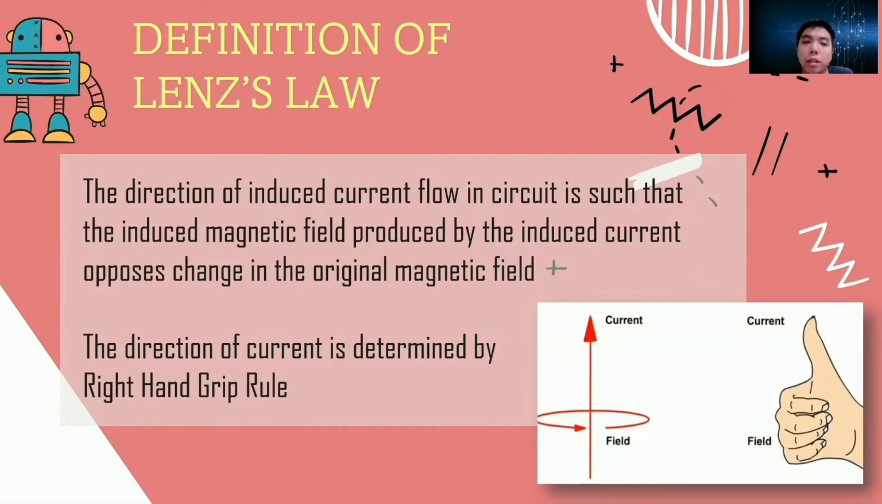Lenz's law states that the direction of the induced current flow in a circuit is such that the induced magnetic field produced by the induced current opposes the change in the original magnetic field. The direction of the induced current is determined by the right-hand grip rule, as shown in the diagram in the slide. The thumb represents the induced current, and the other fingers represent the induced magnetic field.